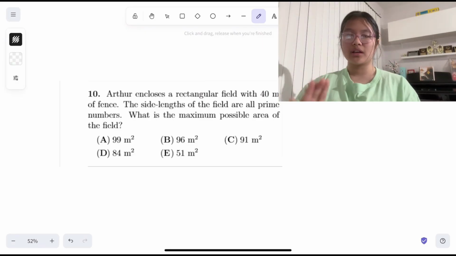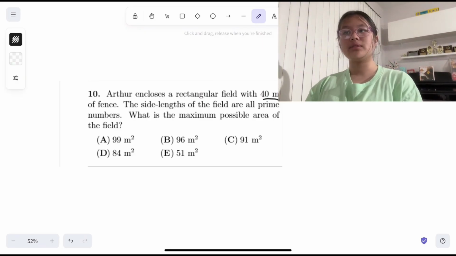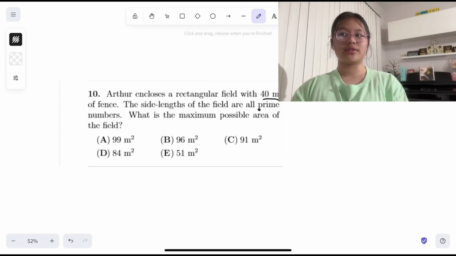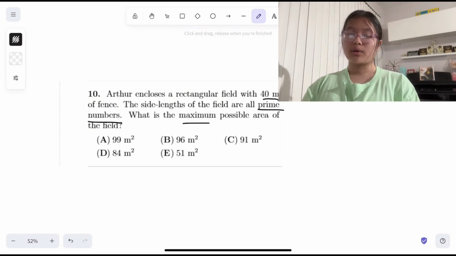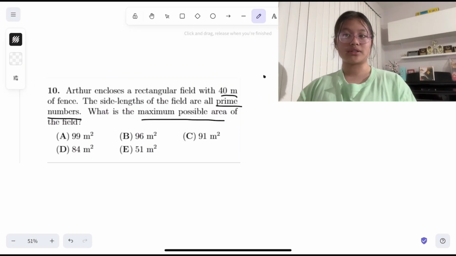Okay. So 10. Let's go. Our thing encloses a rectangular field with 40 meters of fence. The side lengths of the field are all prime numbers. What is the maximum possible area of the field? So that's what I underlined.